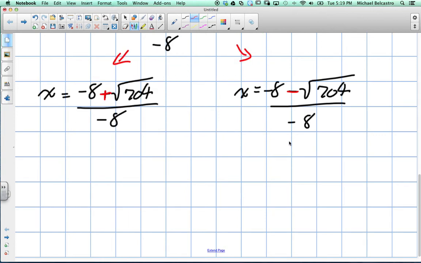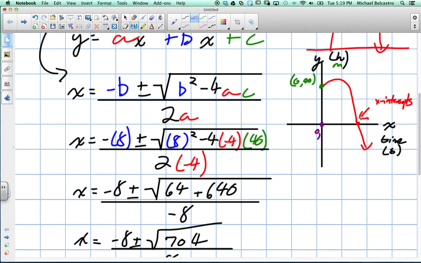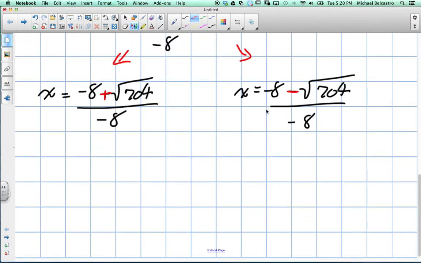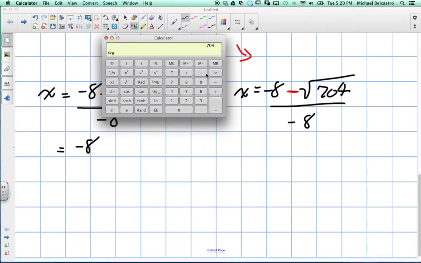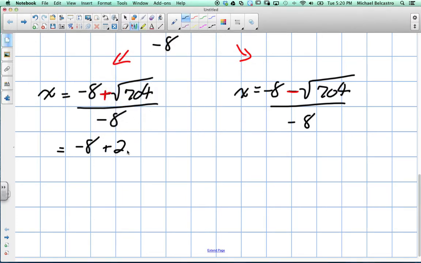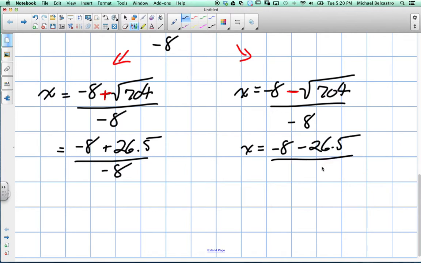Now from there, this is technically an exact value, but we need to make sense of this because they want to know exactly how many seconds it takes. Well, I would never describe to somebody it takes -8 minus the root of 704 divided by -8 seconds. I would actually give them a value, and it will be a decimal. So let's actually work this out. What is the root of 704? It is 26.5. So approximately plus 26.5 divided by -8. And in this one, we have -8 minus 26.5 divided by -8.